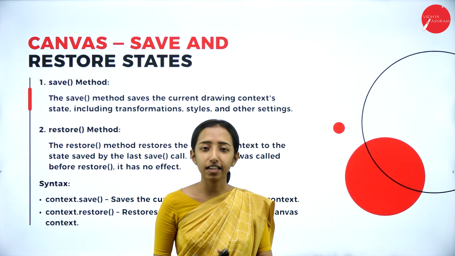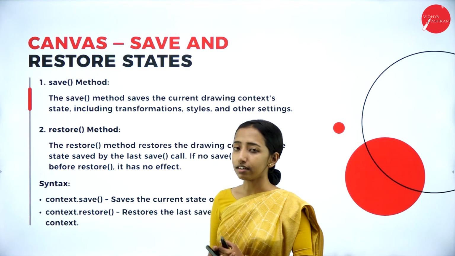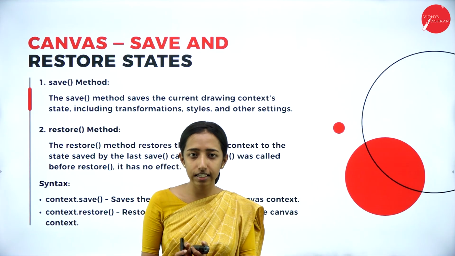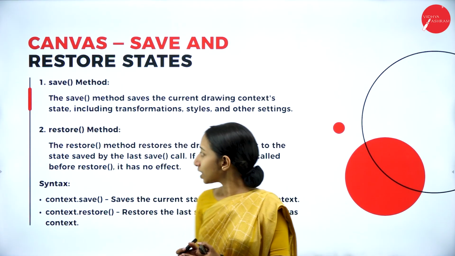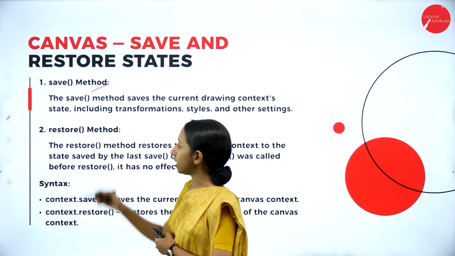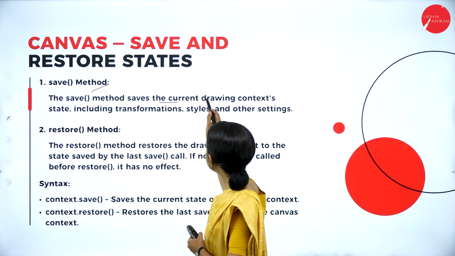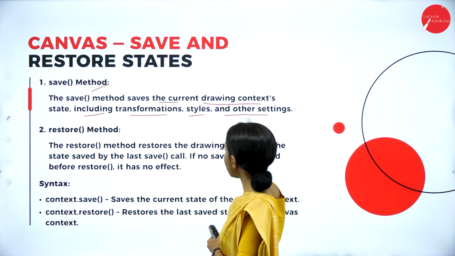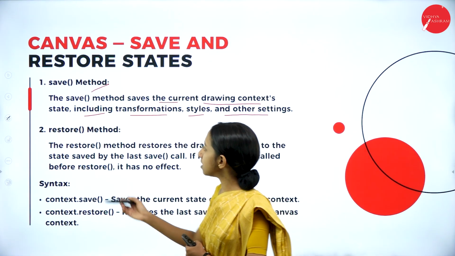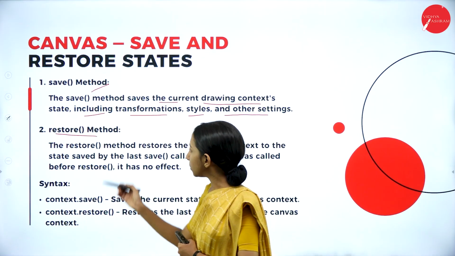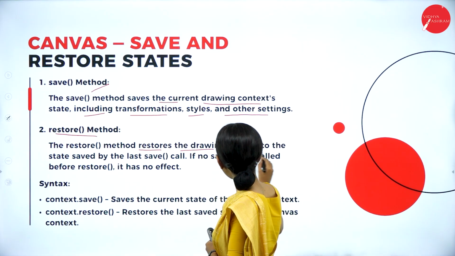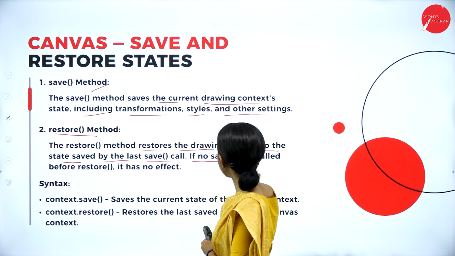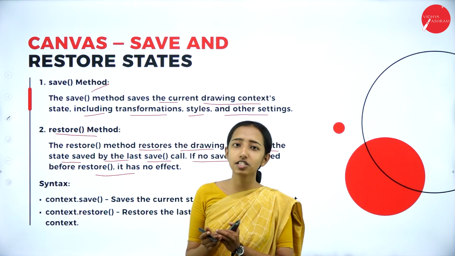The next topic is canvas save and restore states. How can we save and restore in the canvas? What are these methods? The first one is the save method. The save method saves the current drawing context state, including the transformation, style and other settings. The next one is the restore method. This method restores the drawing context to the state saved by the last save call. If no save was called before, restore has no effect.